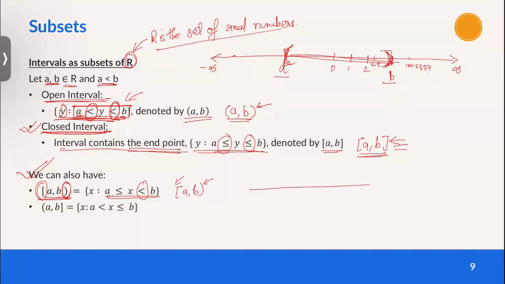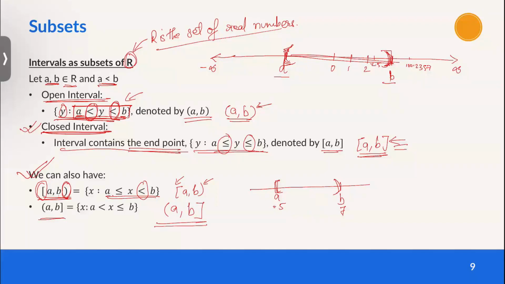On the number line, with A and B, A will be included. Suppose A is 5, so 5 will be there, and B is suppose 7, so 7 will not be included. It will be a little less than 7; it will not exactly be equal to 7. And this is just the opposite of that: A is not included and B is included.